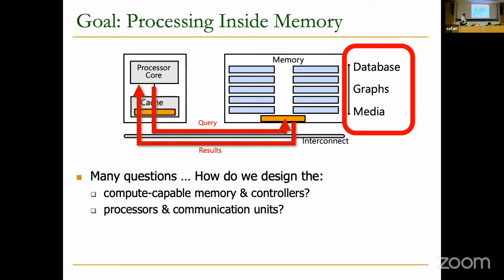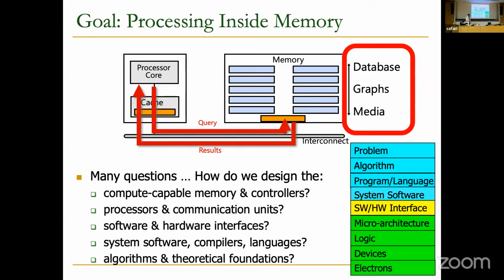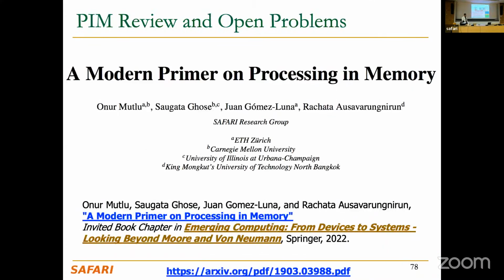So what type of computation should we put over there? What type of processors and communication units should we add on top of that? What does the software and hardware interface look like? What should the system compilers, operating systems, and programming languages look like to enable this? How should we redesign algorithms and the technology of the cell itself, of the transistor itself, to enable this type of computation? Overall, enabling this type of computation spans the entire system stack.